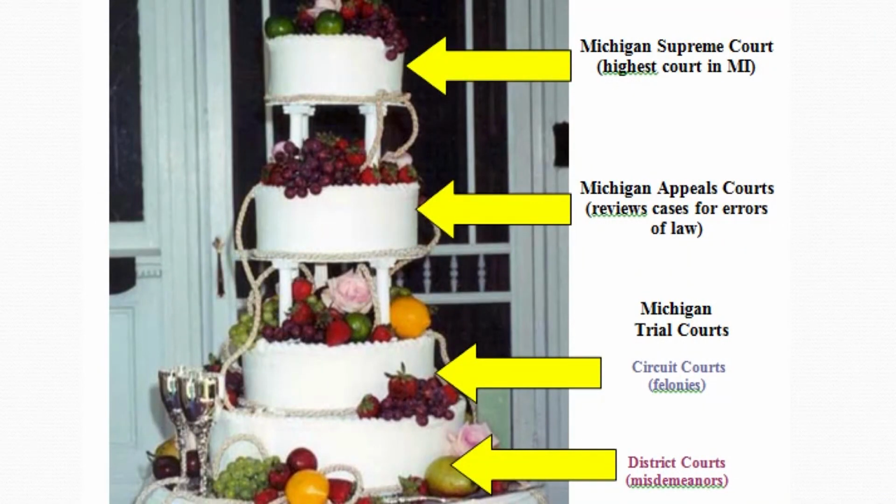Yeah. And there we are again, 3 tiers of the Michigan criminal courts. This is even better on this cake here because we can put the district courts down here. We put the circuit courts here. We have our Michigan appeals courts. We have the Michigan Supreme Court. How exciting is that? That's pretty awesome, huh?